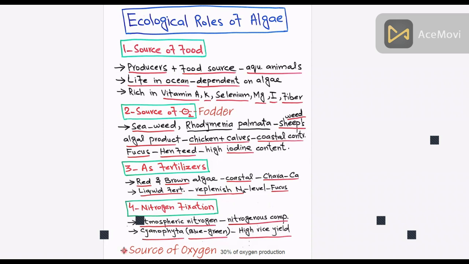The next one is source of oxygen. Algae play a vital role in oxygen production, contributing more than 30% of oxygen consumed by land animals and forming a significant part of the 50 to 80% of oxygen produced by oceans.